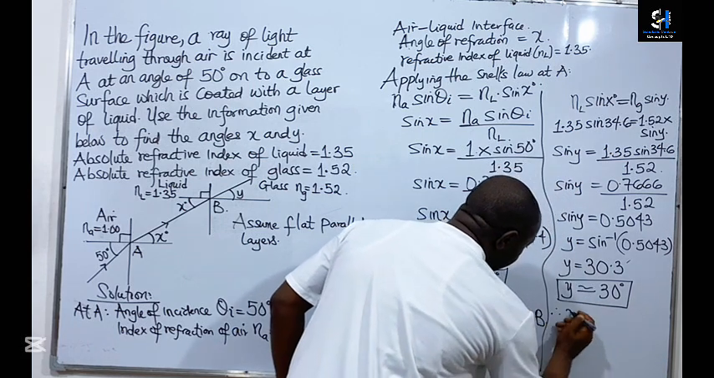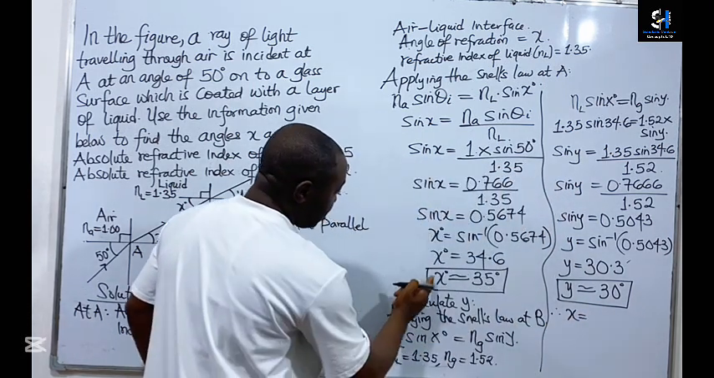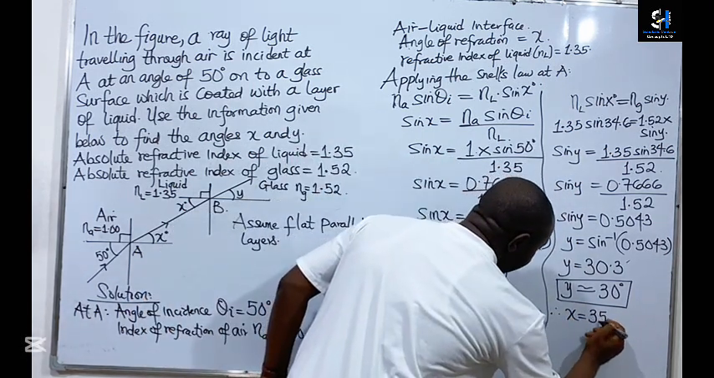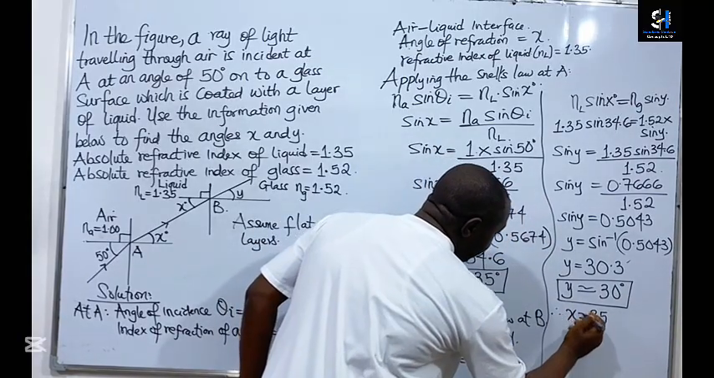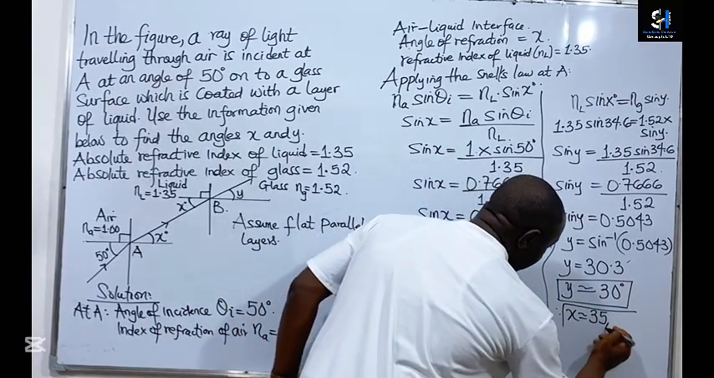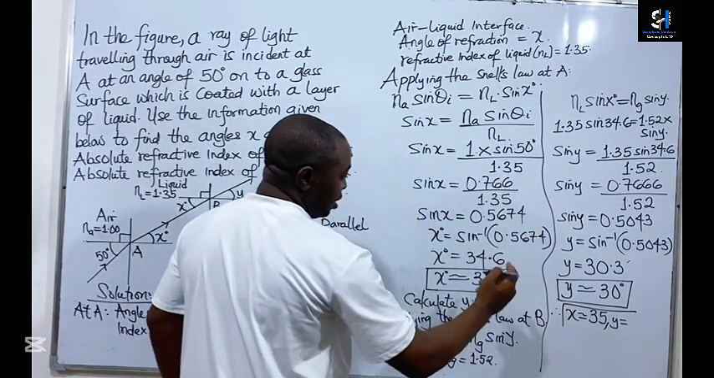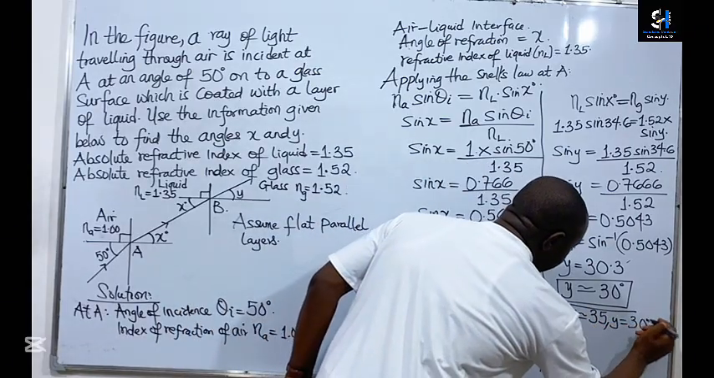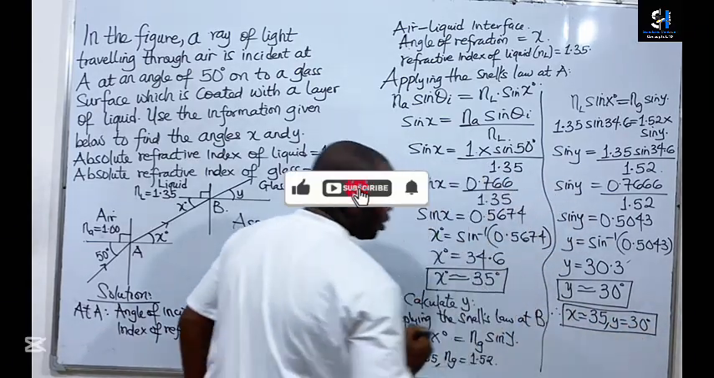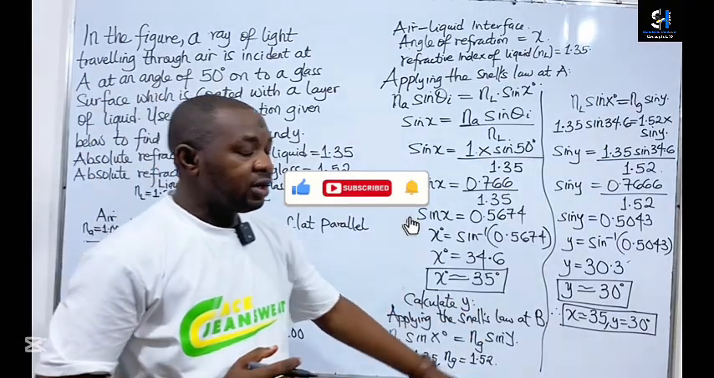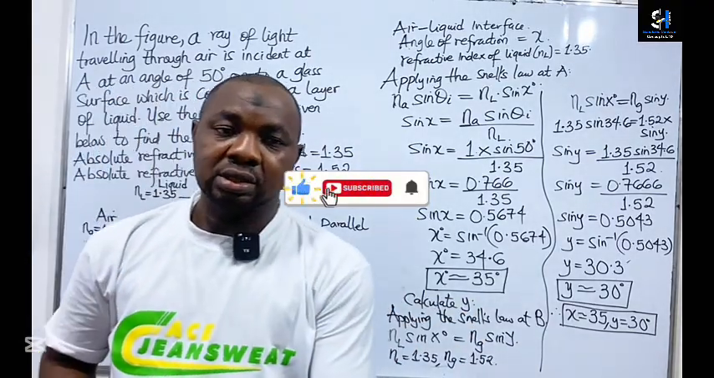So therefore, x is approximately 35 degrees, and y is approximately 30 degrees. So these are the values of x and y.